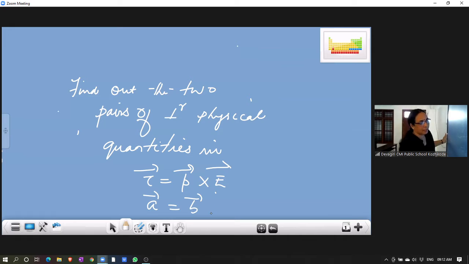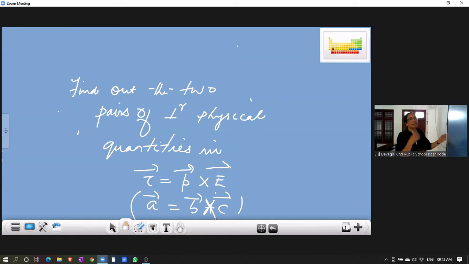This is purely maths. So the question is, which are the two perpendicular vectors in A is equal to B cross C? Please tell me two pairs of perpendicular vectors.